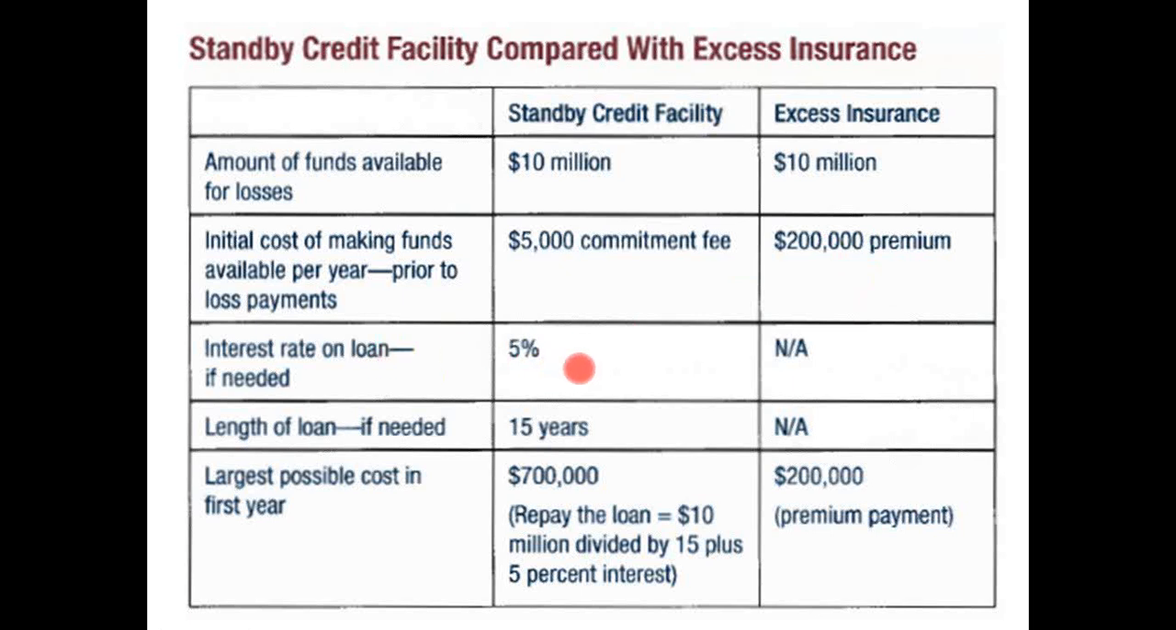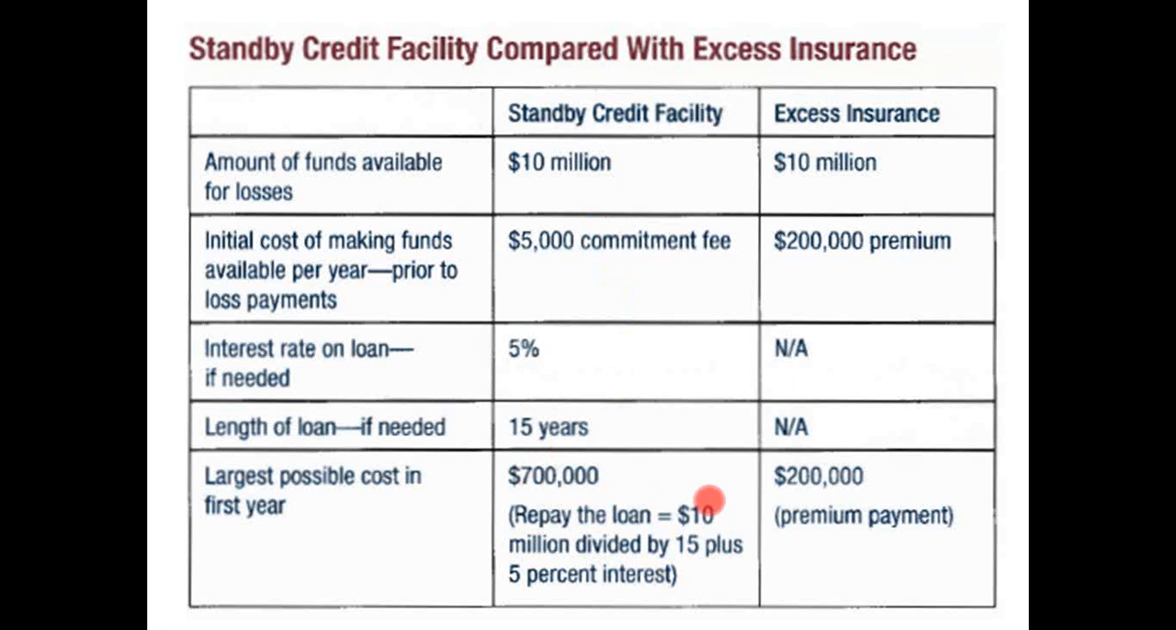Here's the standby credit. They're agreeing to an interest rate, if needed, of 5%, predetermined. So even if interest rates over the length of the agreement are 10%, they're going to do it at 5% for me. Of course, under excess insurance it's not a loan. You pay the premium, and that's what they're going to pay, so the length of loan doesn't apply. In this case, you have to agree that up to $10 million you're going to pay back in 15 years.